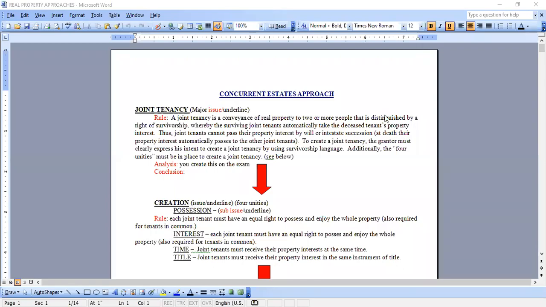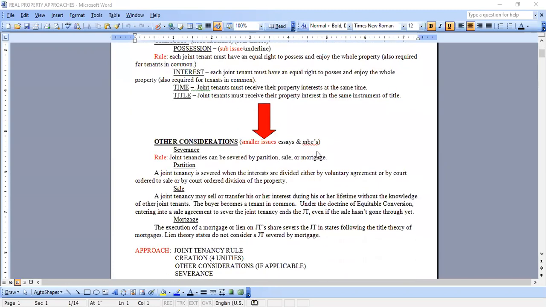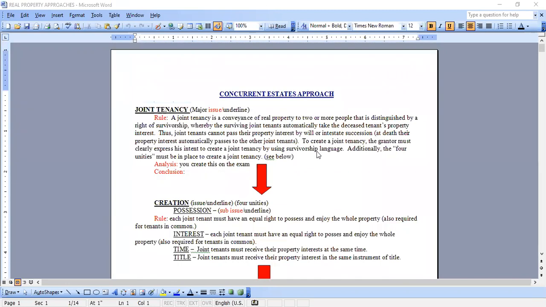Hello guys, I'm here to do a quick lecture on concurrent estates for real property. This is for the California bar exam, and this is based on what they want you to know based on the MBE outline that they give out on their website. So I will be going over concurrent estates as an approach, and this is good for essays and MBEs because, as we've seen, I've done lots of real property MBEs, and basically they are essays, so you have to break them down kind of like an essay, so it goes hand in hand.